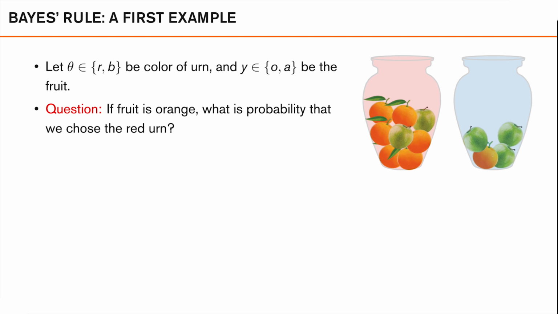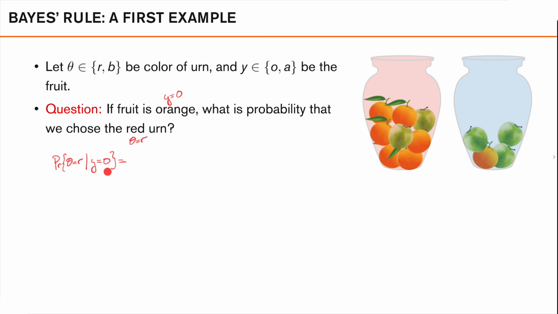Now, if we remember, the question is, if we know that we picked an orange, so y equals O, what is the probability that we pick the orange from the red urn? Which in this notation would mean that theta equals R. If we express this mathematically, we would like to calculate the conditional probability that theta equals R given that y equals O, which we write like this. Probability of theta equals R given that y equals O.